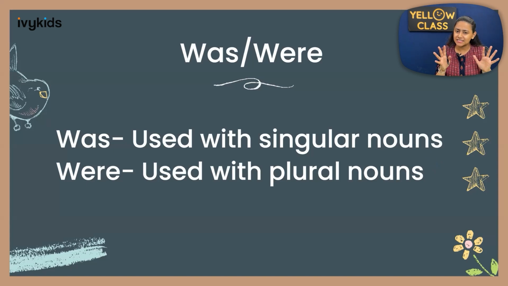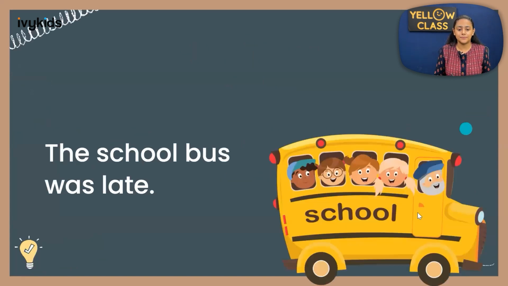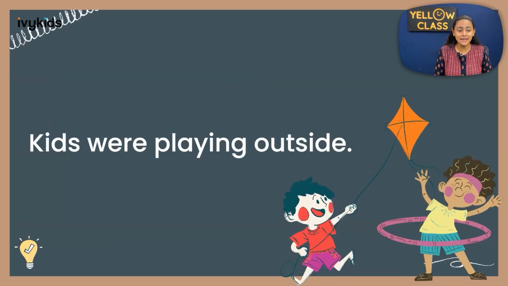Now let me make it easy for you with the help of this example. The school bus. I'm talking about a single thing. I'm definitely going to use was in this sentence. The school bus was late. Okay. Let's look at another example. Kids. Kids means there are two or more than two kids, right? As you can see in the image also, there are two children who are playing. So it is fair to use were in the sentence.